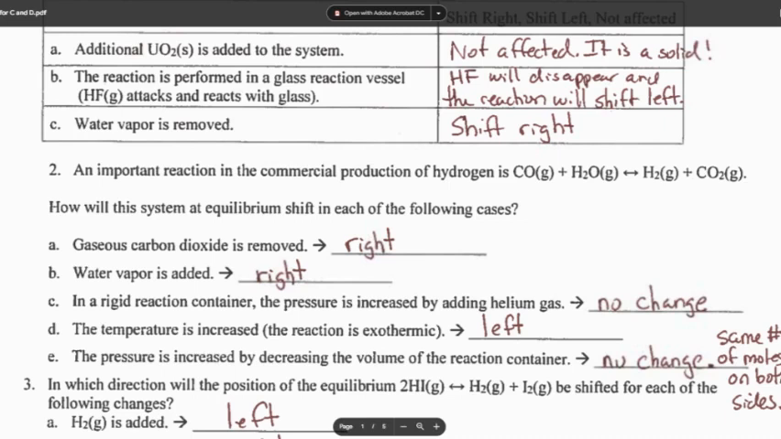Typically, this reaction is exothermic and it gives off heat. If someone increases the temperature, it's not going to be able to give off that heat, and it's going to push the reaction back to the left.